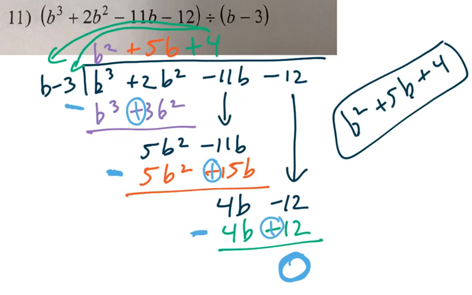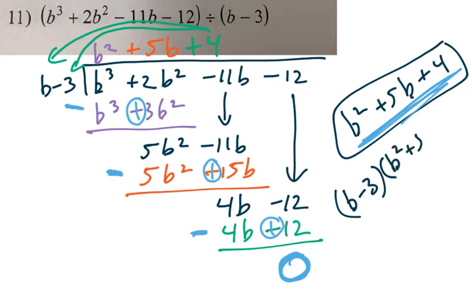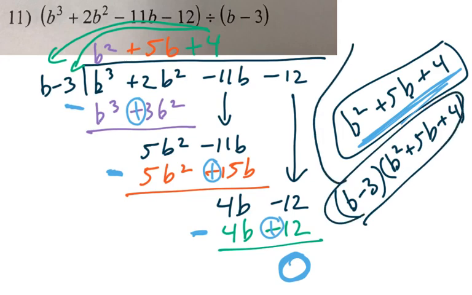So it's important to understand that here's my answer. Also, what's important to understand is that if I took b minus 3, that's what I was dividing by, and I times it with the b squared plus 5b plus 4, this would give me exactly what I started with up here. Okay, the b cubed minus 2b squared minus 11b minus 12. All right, pause the video if you need to. But again, I showed all my subtraction with blue, so hopefully you could follow along how I distributed it.